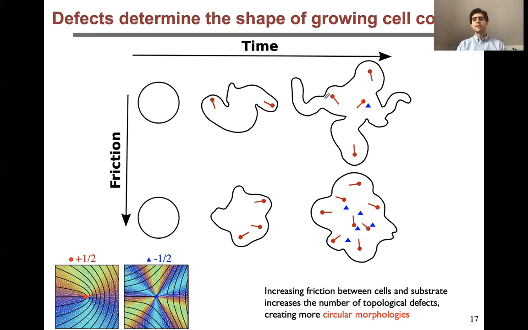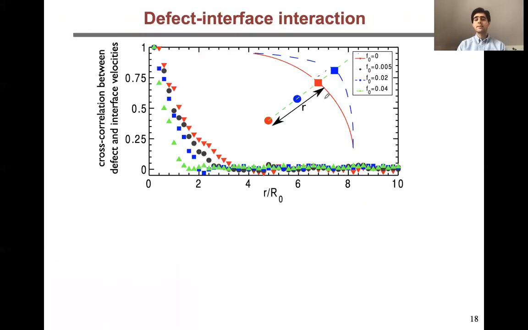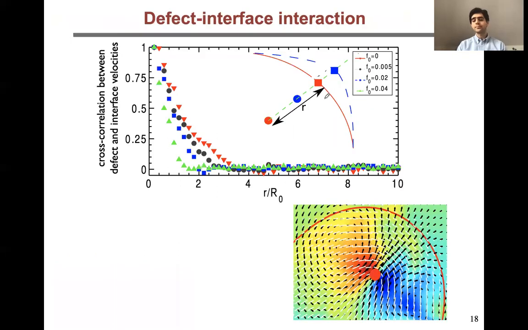And what determines this interaction of defects with the interface is, again, the velocity field that these topological defects create. They create these large vortices, and if you look at the correlation between the defect and the interface velocity, we see that there is a well-defined length scale that also coincides with the vorticity length scale produced by these defects.